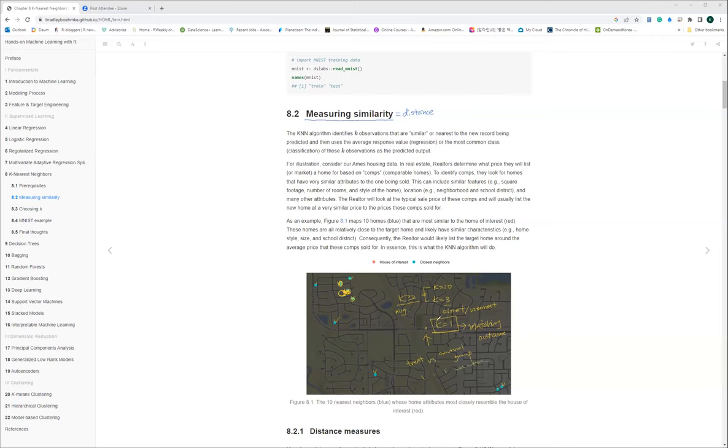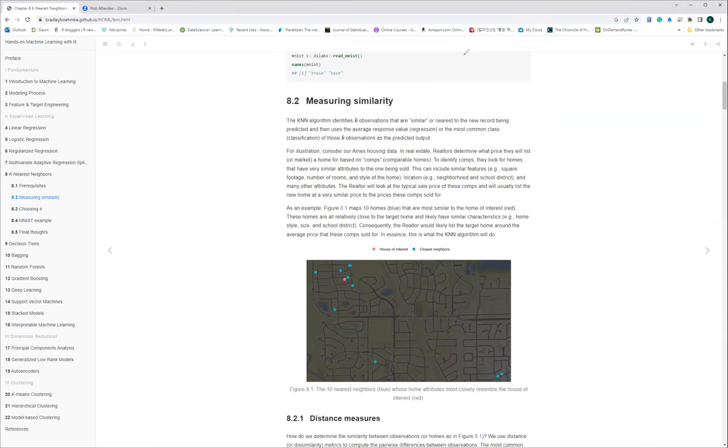But anyway, when we have k equal 1, it is simply a one-to-one matching outcome. But if you have more than 2 nearest neighbors to predict our outcome, that means we are going to average them, or maybe we can use the medians, or maybe the minimum or maximum, depending on our research context or research questions. Okay, so that is how the KNN algorithm works.